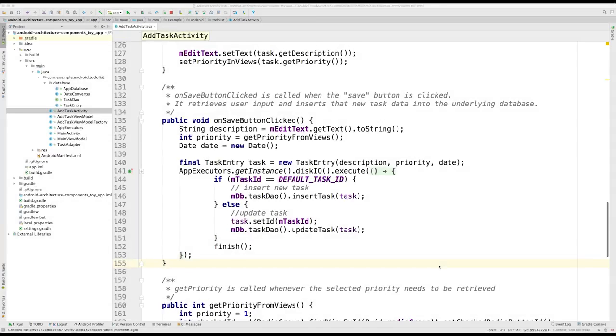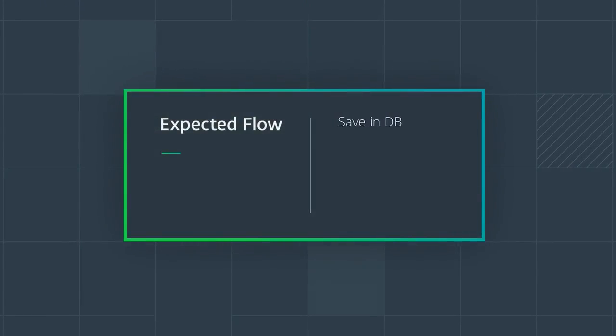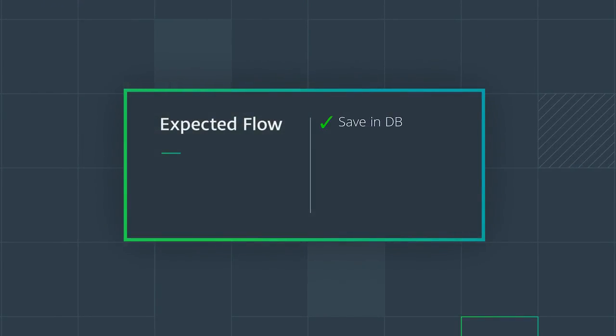There is one scenario that we have not considered. Imagine that we are in our Add Task activity and we click the Add button to create a new task. The flow that we should expect will be something like this. First, the task will be saved into the database.